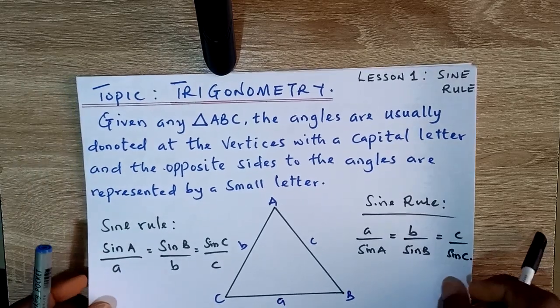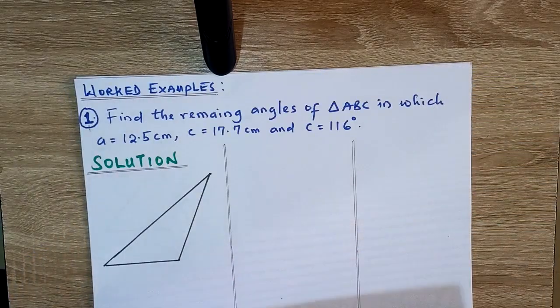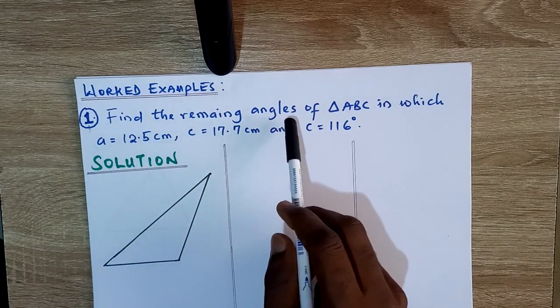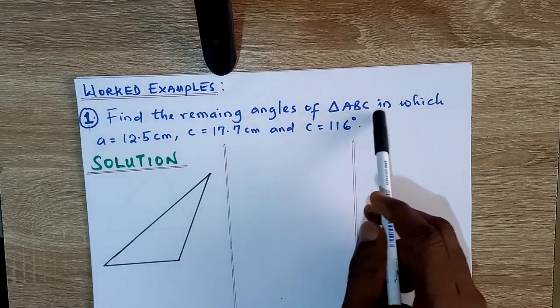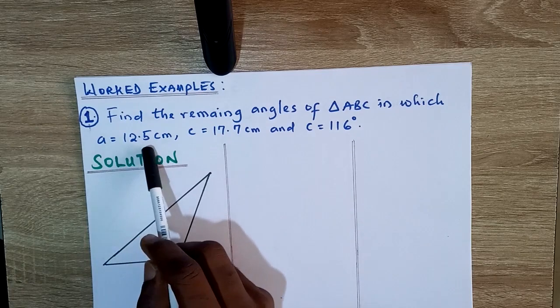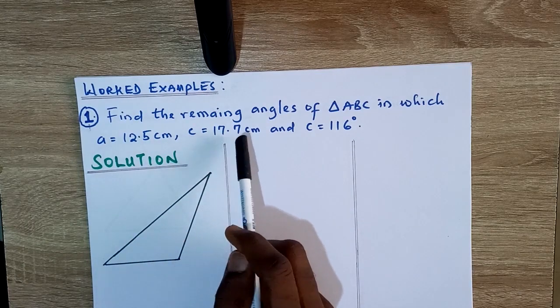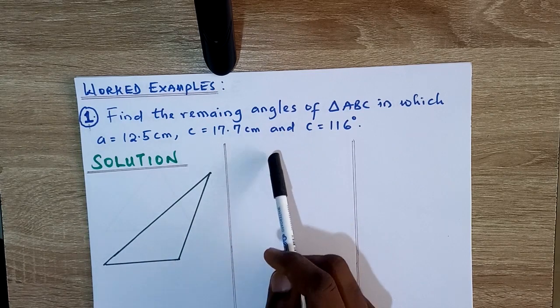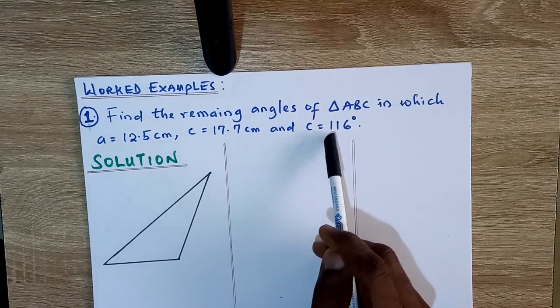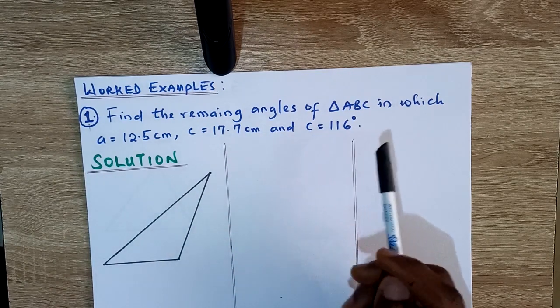So let's look at some worked examples. Here we have that we should find the remaining angles of triangle ABC, in which a equals 12.5 centimeters and c equals 17.7 centimeters and C equals 116 degrees.